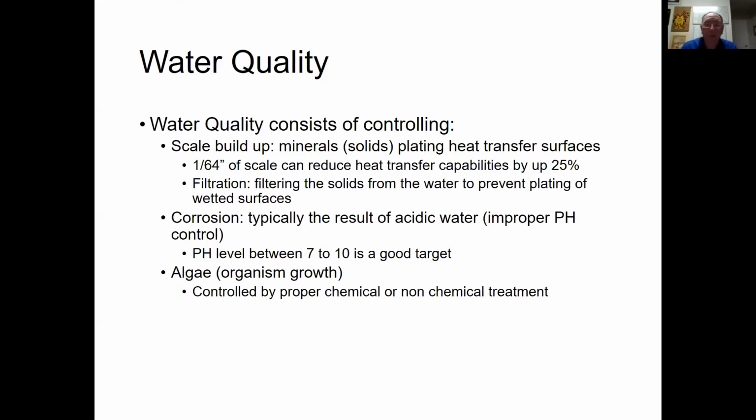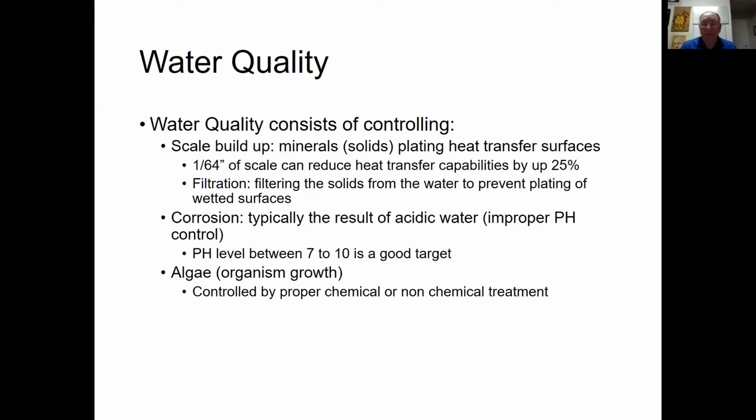And believe it or not, 1/64th of an inch of scale on a surface that is trying to transfer heat could reduce your transfer capabilities by up to 25%. And that's pretty significant. So if everything was working fine one day, and then all of a sudden the efficiency starts to drop, and you determine that the equipment is functioning properly, then odds are that you're building up scale within the recirculation system, and your heat transfer is not as efficient as it needs to be.